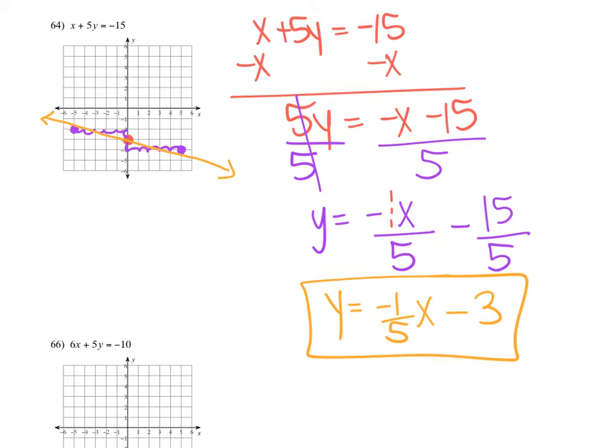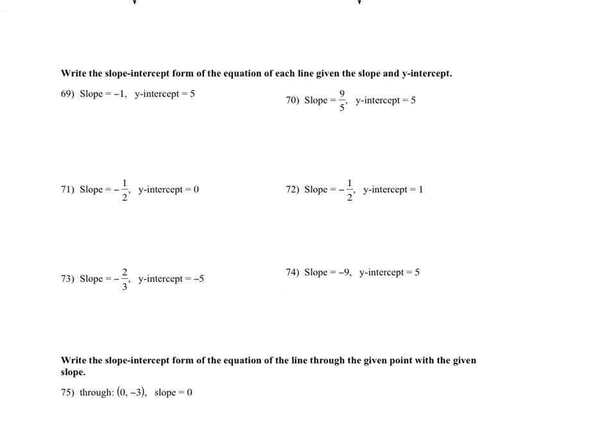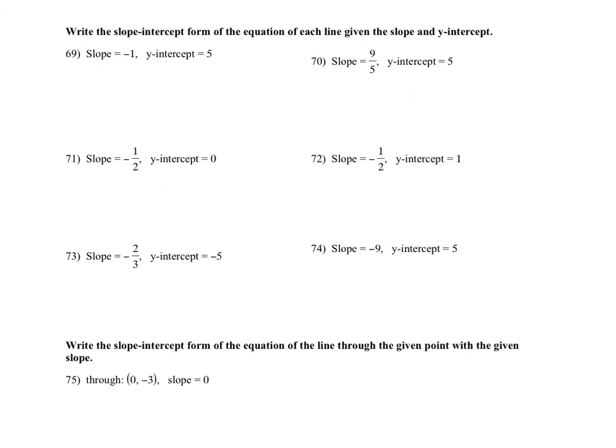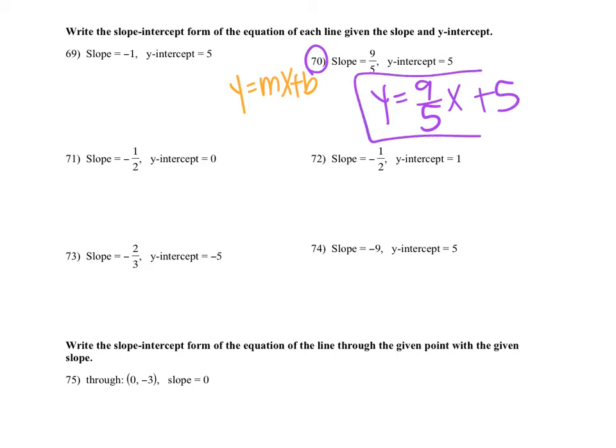So it says write the slope-intercept form of the equation of a line given the slope and the intercept. Well, we know that y equals mx plus b. And if that's what they're giving us, then let's say number 70 would be y equals 9 over 5 x plus 5. And I'm done. That's it. That's what you could do for this entire section.